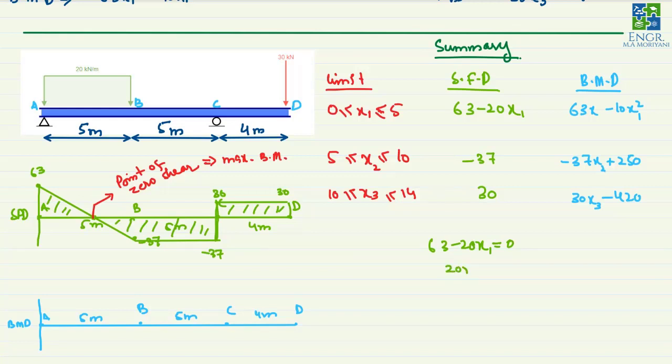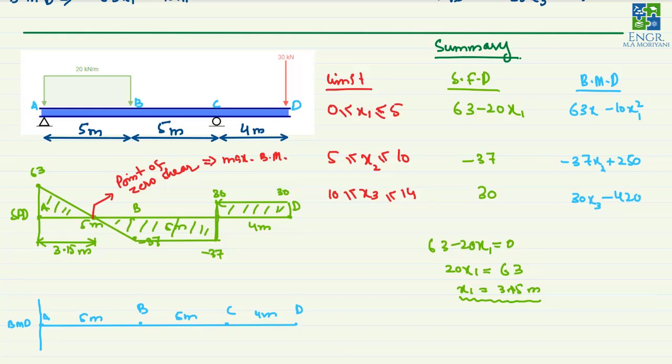So 20 x1 is equal to 63, so x1 will be equal to 3.15 meters. This is the value of x1 at which the shear force is 0. So we came to know that this distance is 3.15 meters. Now at this point, the bending moment should have the maximum value. Now let's calculate the bending moment.